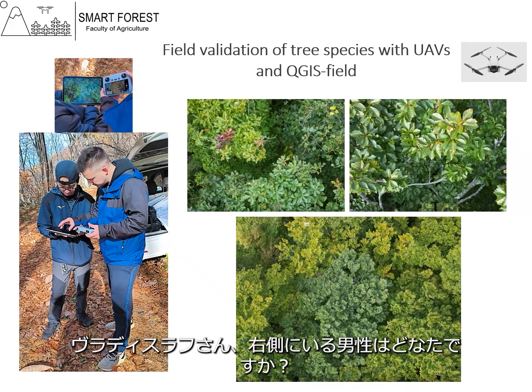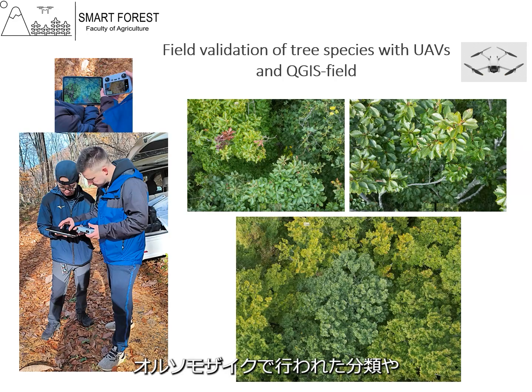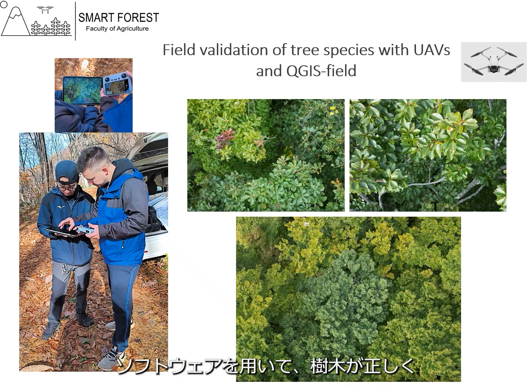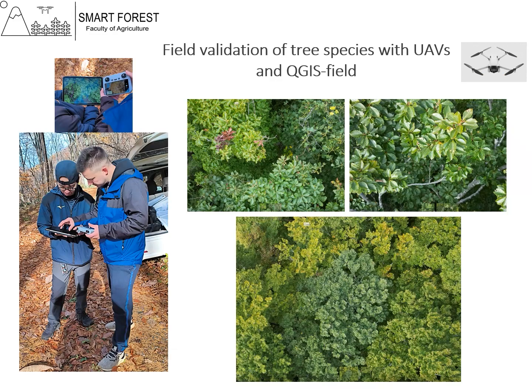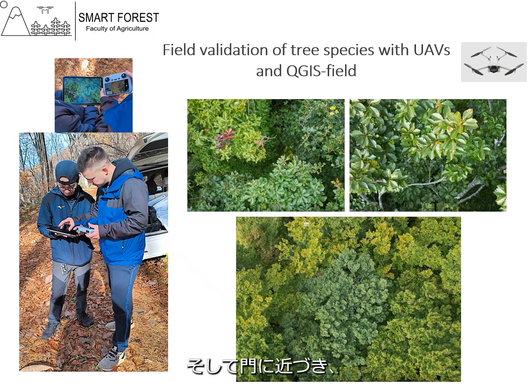Vladislav, who is the gentleman here on the right, is a very good student, very meticulous with his analysis, and he decided to not fully trust the classification or the annotation done in the orthomosaic. He created his own methodology using small UAVs and QGIS field software to verify if the trees were being identified correctly. He went with this iPad that you see here, the remote controller, and went on top of each tree and got as close as possible to identify the leaf shape. So this leaf shape gave the final confirmation that this tree is a beech and this tree is an oak tree. So this was very good, excellent work.